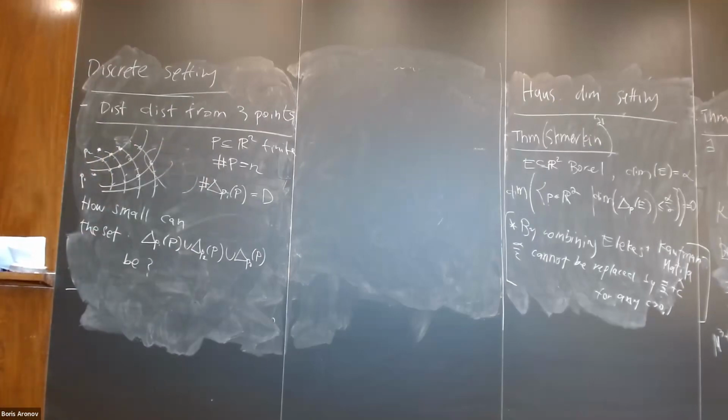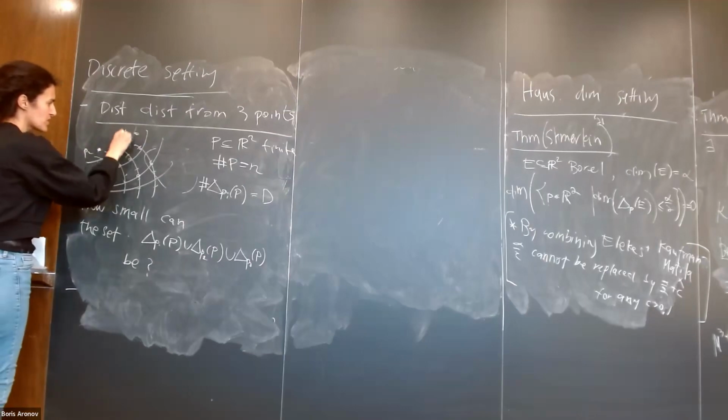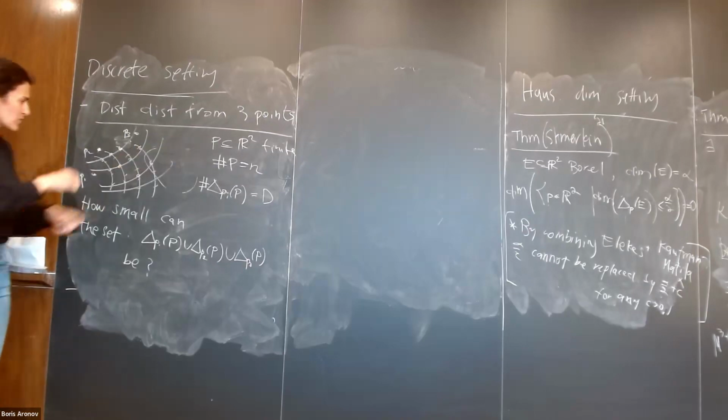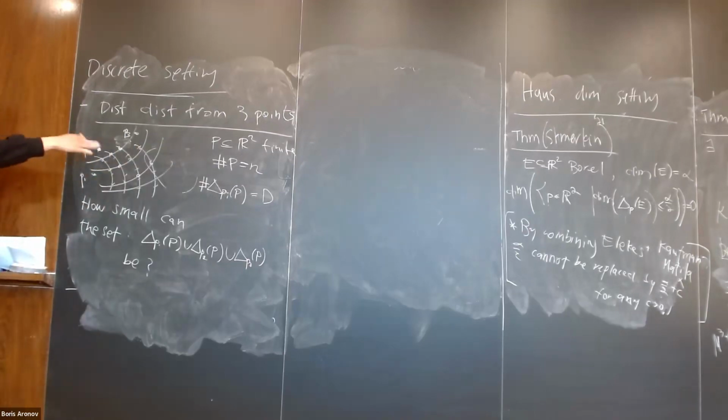But now what happens if I add a third point, P3, and I need to draw D circles around P3, and I still want it to cover a subset of size n from this set P. Can I do that?